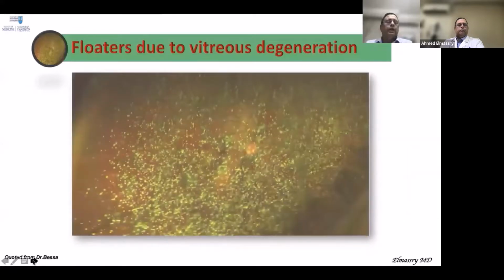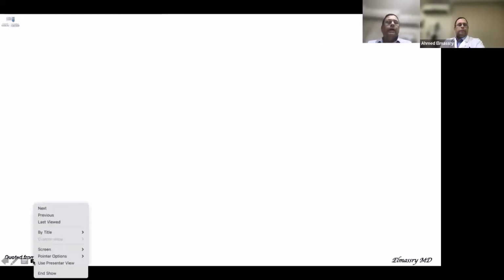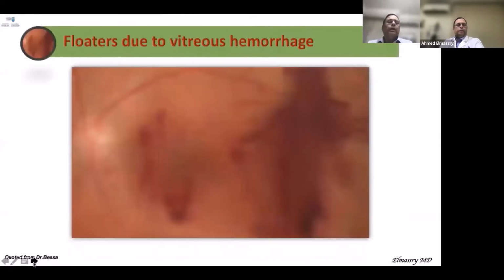So this vitreous degeneration is to be treated with laser vitreolysis, and for these patients, if they are annoyed, the only way of treatment is the pars plana vitrectomy. Again, vitreous hemorrhage, with all its causes, whether from diabetic retinopathy, or from vein occlusion with a branch or central vein occlusion, or from retinal breaks.